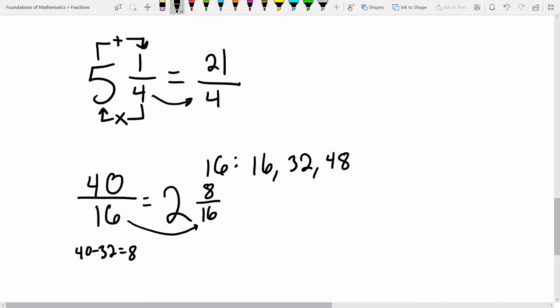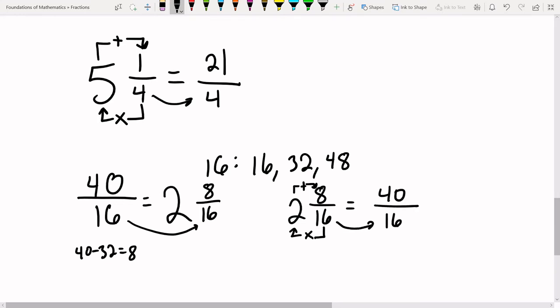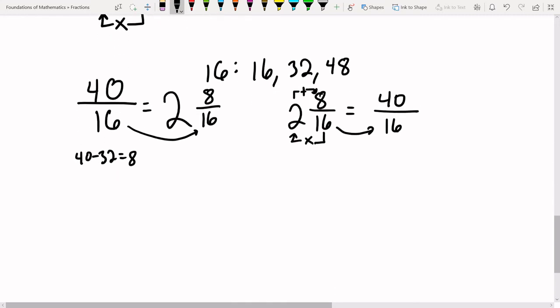Let's make sure of this by using the algorithm I just showed you. We take 16, multiply it by 2, and then take that and add it to 8. 16 times 2 is 32. 32 plus 8 is 40. And we just leave the denominator at 16. And we get back to our original improper fraction. So that's the correct method there.